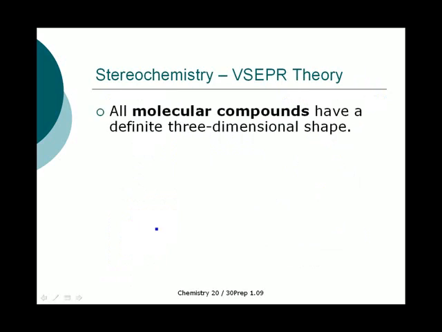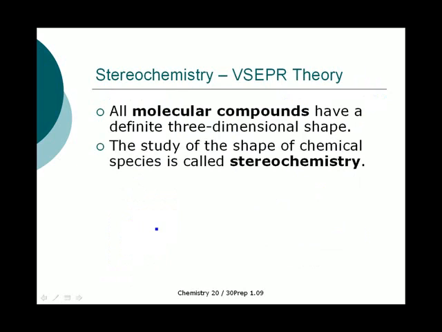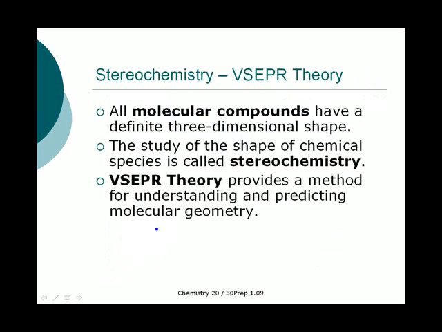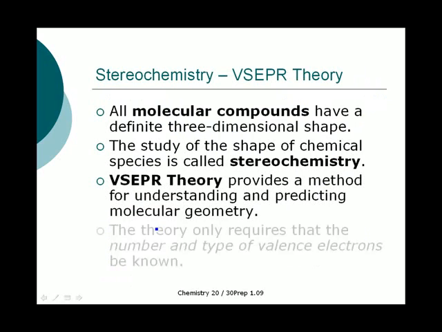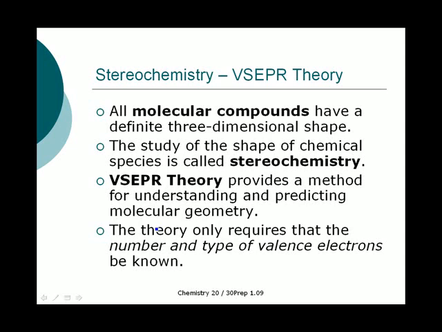So molecular compounds have a definite 3-dimensional shape, and it's of interest to chemists to figure out what those 3-dimensional shapes are. The study of shape is called stereochemistry. And VSEPR theory provides a method of understanding and predicting molecular geometries. It requires only two things: that we know the number and the type of valence electrons in a given compound.